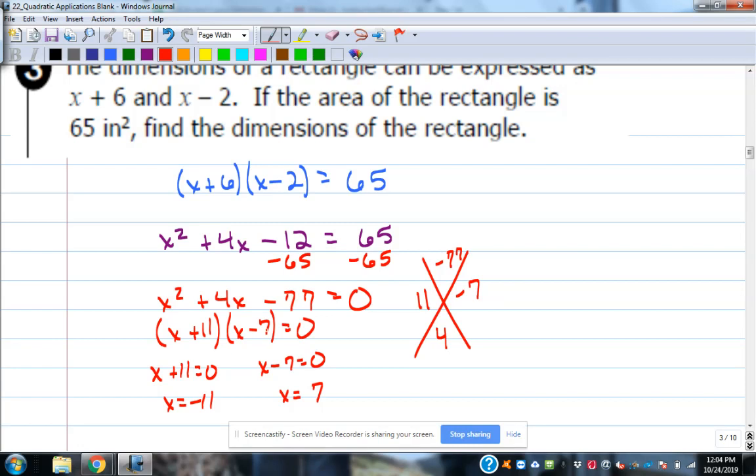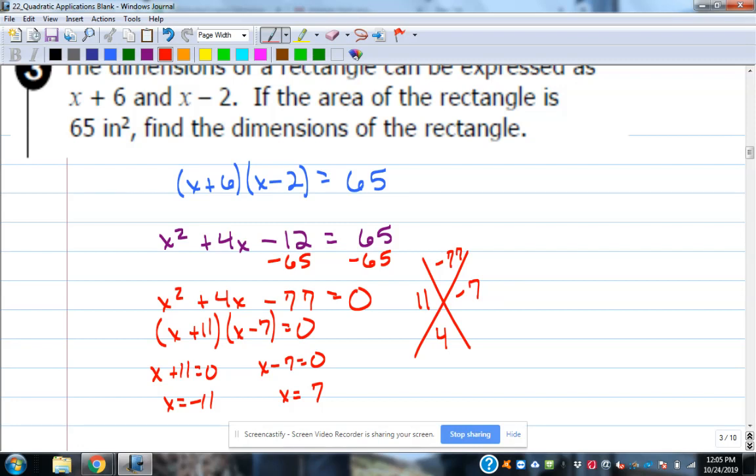Think about the context of the problem. Is x the length or the width of this rectangle? No, it's not. It technically could be either. If we take negative 11 and put it in for the dimensions here, negative 11 plus 6 is still a negative number. So that's the reason that the negative 11 is thrown out.